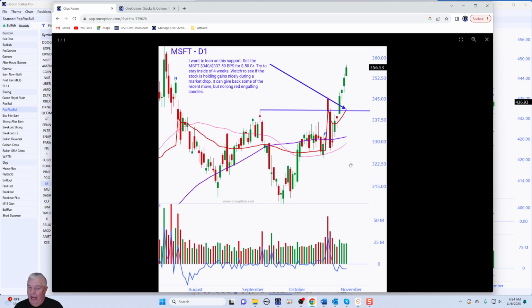So let's take a look at another one, Microsoft. Because I have to have a pick of the day for my next video, I'm going to pick Microsoft. I like this breakout right here. It's a beautiful horizontal breakout. You can see the spread that we're looking to do, sell the 340 puts, buy the 337.50 puts, do that for a 50-cent credit. That would generate a 25% rate of return. We'd like to stay within 4 weeks.